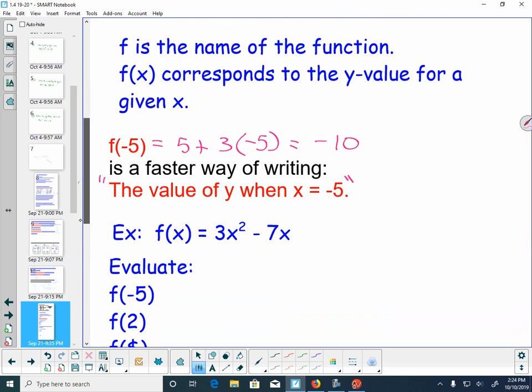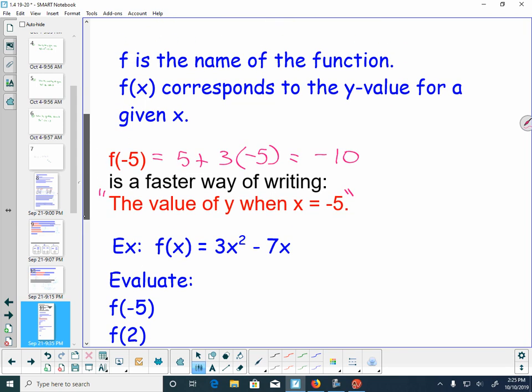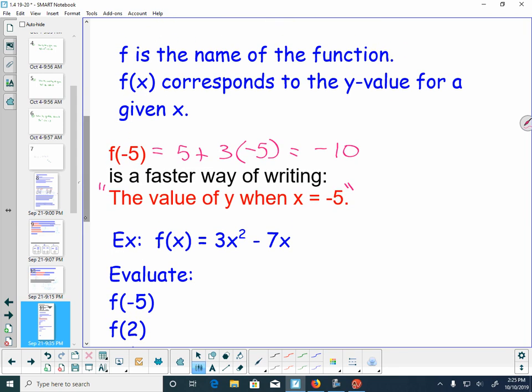All right, so a little practice. I got a new function for you. f of x equals 3x squared minus 7x. So what's f of -5 going to be in this example, Georgina? Talk me through this. Okay, so it would be f of -5 equals 3 times, or 3 parentheses, -5 squared minus 7 parentheses -5.